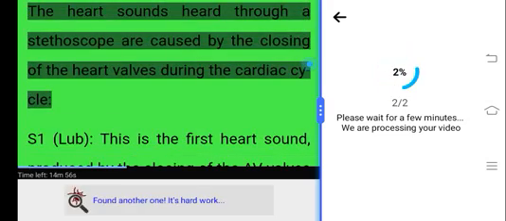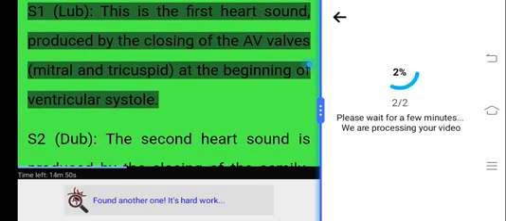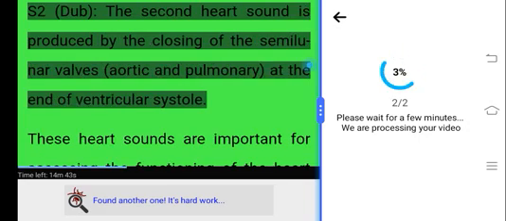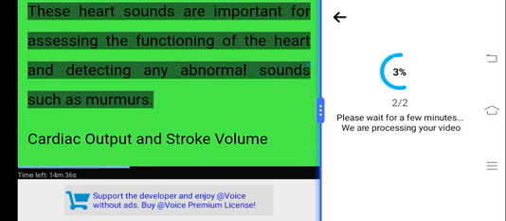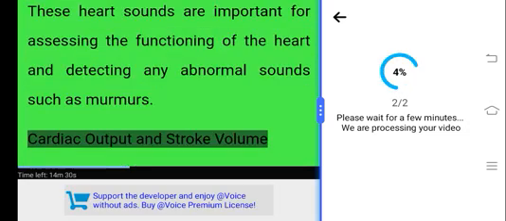Heart sounds. The heart sounds heard through a stethoscope are caused by the closing of the heart valves during the cardiac cycle. S1, glub, is the first heart sound, produced by the closing of the AV valves, mitral and tricuspid, at the beginning of ventricular systole. S2, glub, the second heart sound, is produced by the closing of the semilunar valves, aortic and pulmonary, at the end of ventricular systole. These heart sounds are important for assessing the functioning of the heart and detecting any abnormal sounds such as murmurs.